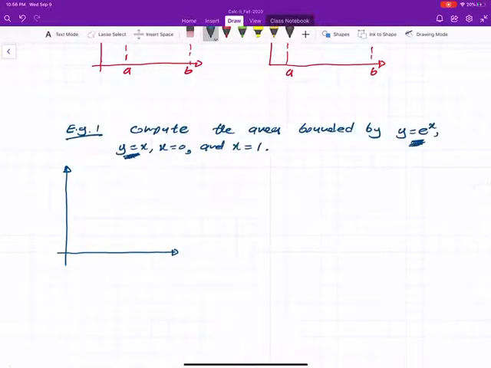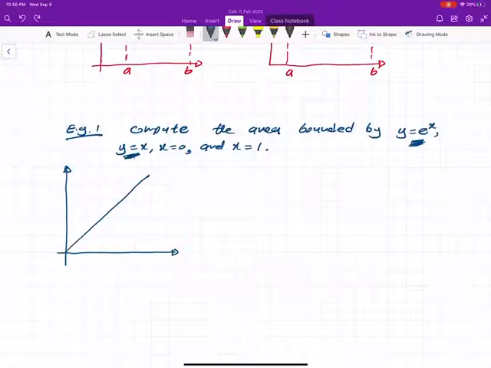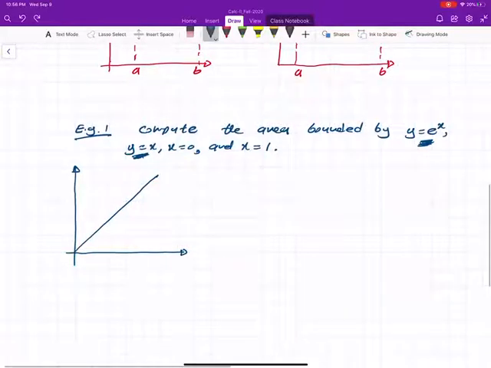y equals x is a graph that passes through the middle of the first quadrant. So this entire thing is the first quadrant, and that graph passes through the center of the first quadrant. So this is y equals x. And in the next case, y equals e to the power x. This is the exponential function.